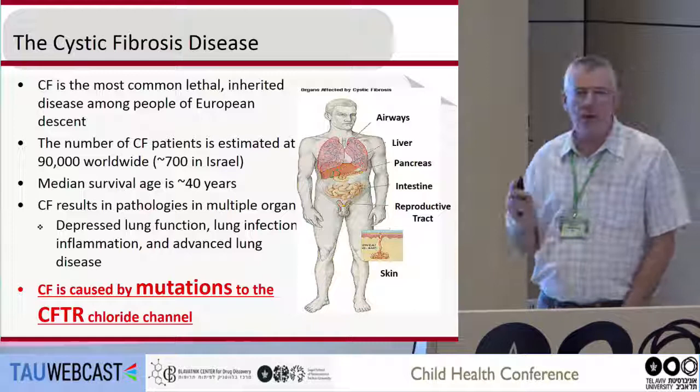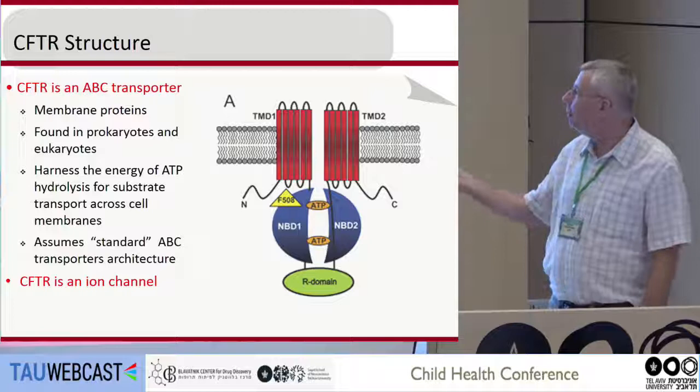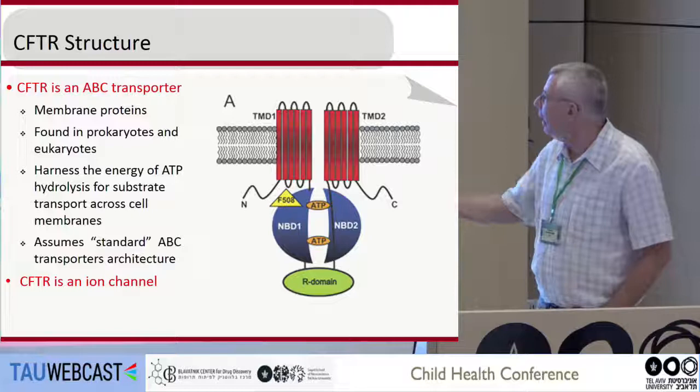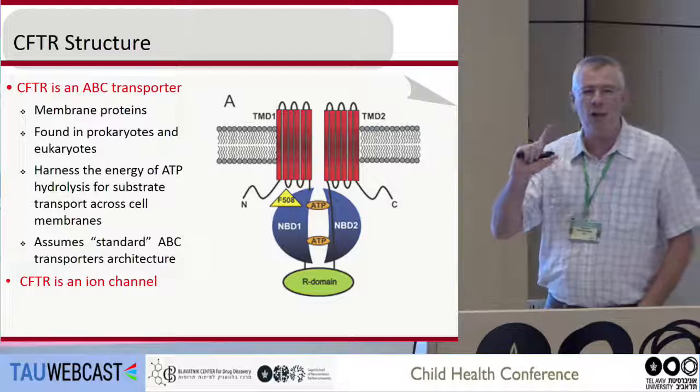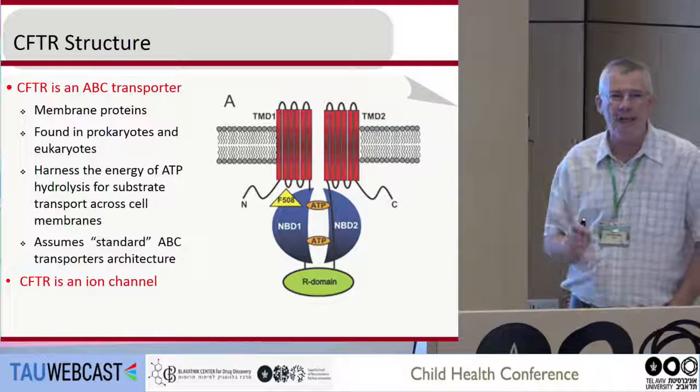So there are two points which are highlighted here, mutations and CFTR. So what is CFTR? CFTR is an ABC transporter. ABC transporters are a family of membrane transporters found in prokaryotes and eukaryotes, and they are responsible for transferring cargos within the cell, outside the cell, and into the cell. CFTR is unique in this family because it is the only ABC transporter which functions as a channel. It's a chloride channel. In fact, it is the largest chloride channel in the body.